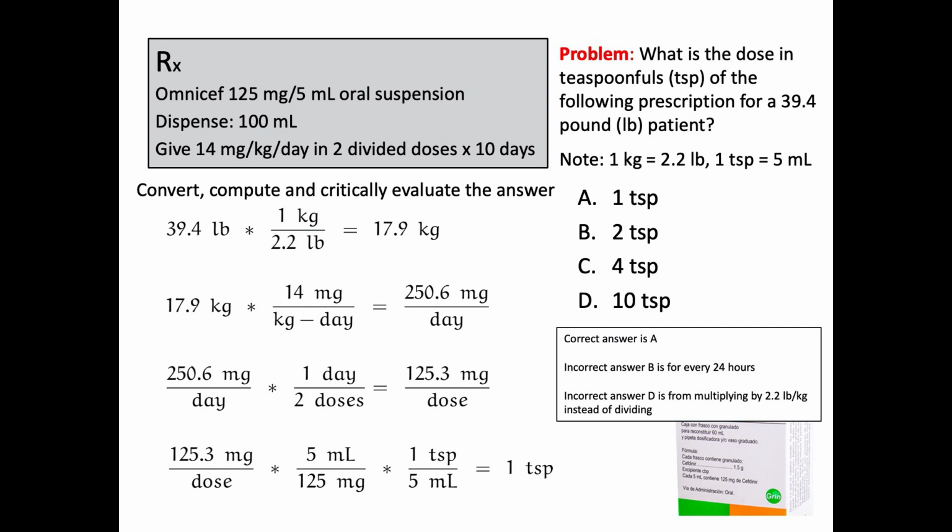But remember, we need to convert that to teaspoonsful. So let's multiply by the fact that in one teaspoonful there are 5 milliliters. By having milliliters in the denominator, milliliters will cancel, and our final answer is in teaspoons per dose, which is essentially 1. So numerically, what this patient needs is 1 teaspoonful per dose, which means they would get 2 teaspoonsful in a day to provide the total daily dose. And they would need to complete that for all 10 days.